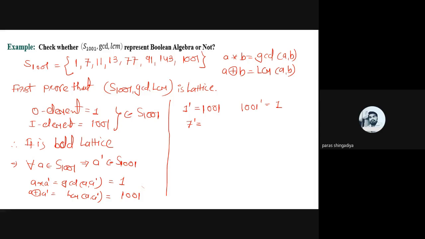Yes, what is the answer? Yes, 143. Okay, why is it 143?